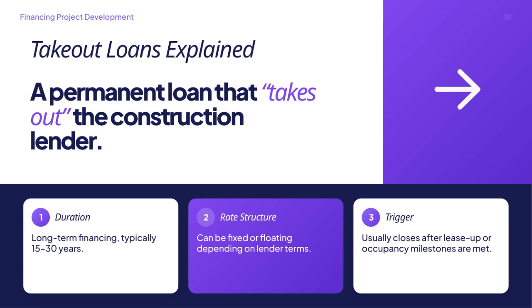They might be fixed, meaning the interest rate stays the same throughout the loan term, or floating, which means the rate can change based on market conditions or lender terms. Another important aspect is the trigger for these loans, which usually happens after certain milestones are met, like lease-up or achieving a specific occupancy level. This ensures the project is performing as expected before the permanent financing kicks in. Overall, takeout loans play a crucial role in moving a project from construction into a stable, long-term financial phase.